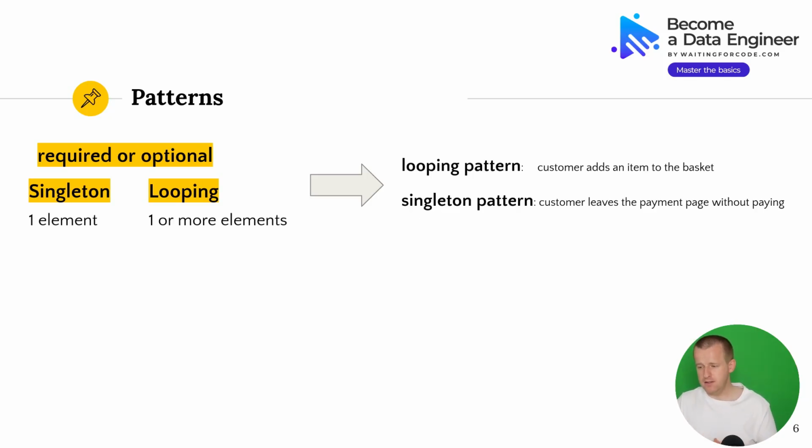The singleton pattern is when the customer leaves the payment page without paying, even though it depends how you build your pattern. If you want to stop your pattern when the customer leaves the page without paying, of course it will be the singleton pattern. But if you want to detect multiple events for the same user when he or she leaves the payment page without paying, this singleton pattern transforms automatically into the looping pattern. So there is always this nuance: how do you define it and in what kind of scope?